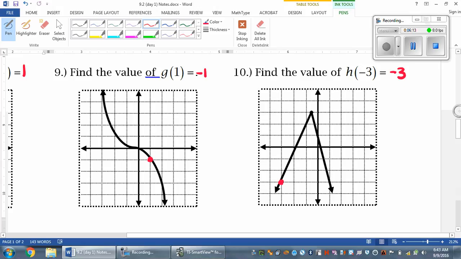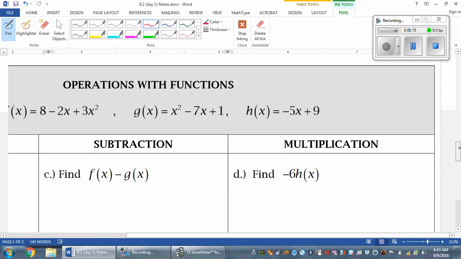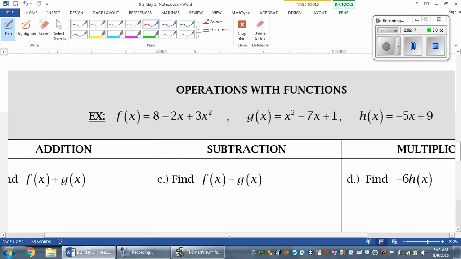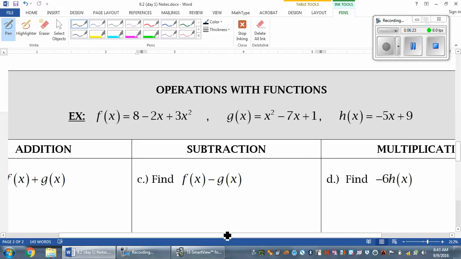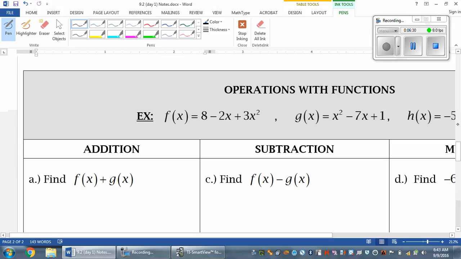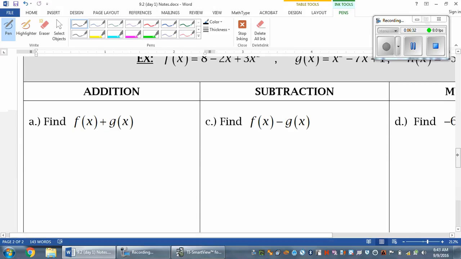All right, next slide. We also can do operations with functions. Under operations, we're going to be working with adding, subtracting, and multiplication. So here, I'm going to give you 3 different functions: f of x, g of x, and h of x. For adding, I have f of x plus g of x. And yes, it needs to go in that order.